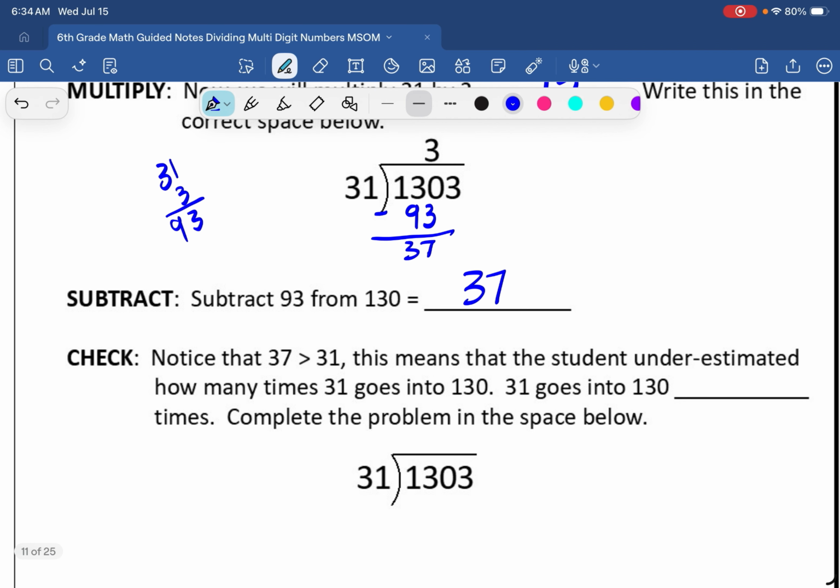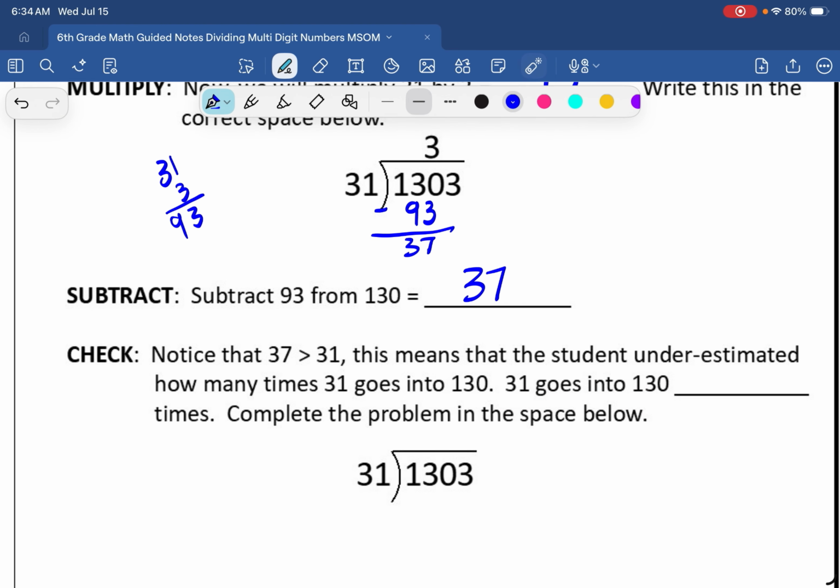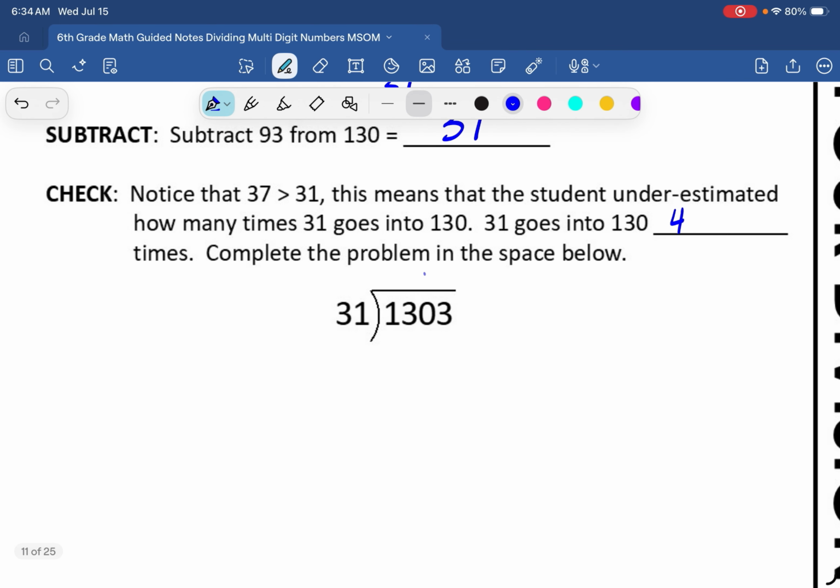Now I'm on my check step. Notice that 37 is greater than the divisor 31. This means that the student underestimated how many times 31 goes into 130. So 31 goes into 130 not 3 times, but 4 times. Complete the problem in the space below. So we're going to write 4 right there.